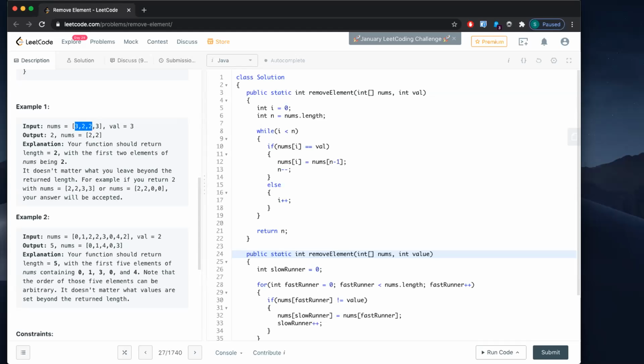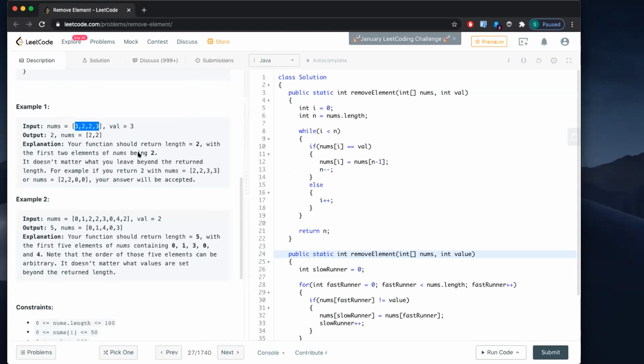So on this first iteration of the while loop, the last element swapped could be the value we want to remove. In this case, it is. And since we didn't increment the i, my i is still pointing at index 0. After that first while loop, it'll still be this. The only difference is n will actually be size 3, this far, because we decremented n with n minus minus.